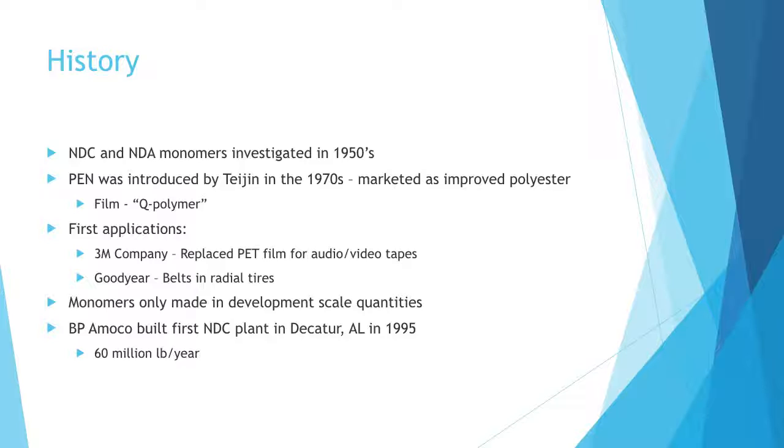That didn't happen until the mid-90s when BP Amoco built the first commercial NDC plant in Decatur, Alabama, where they were able to make approximately 60 million pounds of NDC per year. And this is when PEN first saw many commercial applications.